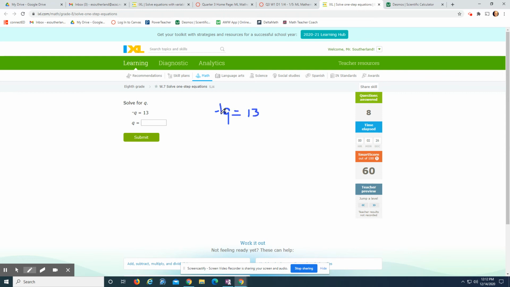Remember that there's a 1 there. And we've got to divide by negative 1 on both sides. And that will give me an answer of, these ones will cancel. q will drop down. Equal sign drops down. 13 divided by negative 1 is negative 13. Again, we're just doing the inverse. So if it says to multiply by negative 1, we're going to divide by negative 1.